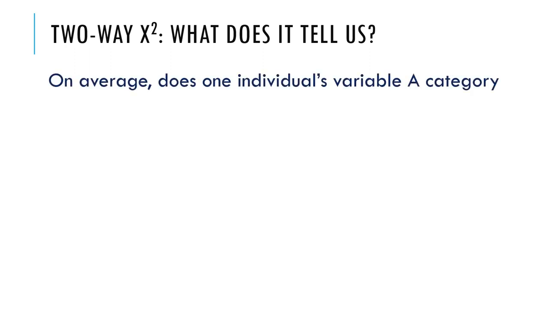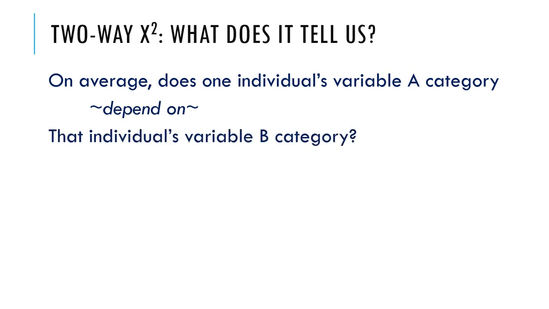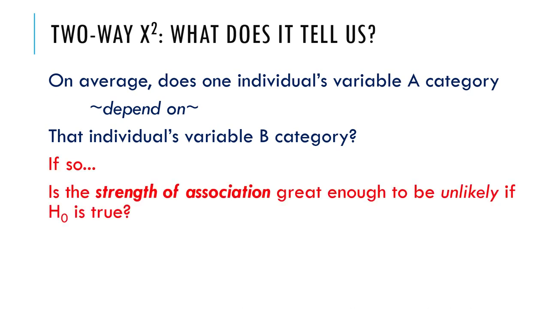So what does a two-way chi-square tell us? It tells us whether, on average, one individual's variable A category value here depends on that person's variable B category. I'm saying the same thing in multiple ways, hoping it gets in a deep way. And if there's an association, then is the strength of that association strong enough to be unlikely if the null hypothesis is true? So up until now, we've been talking about just, is there an association or isn't there? Well, in the population, there is or there isn't. But in the sample, we don't know for sure, so we have to look at how strong the association is.